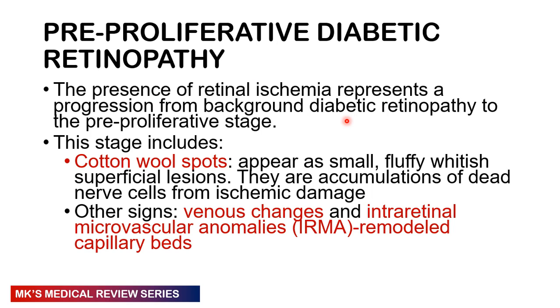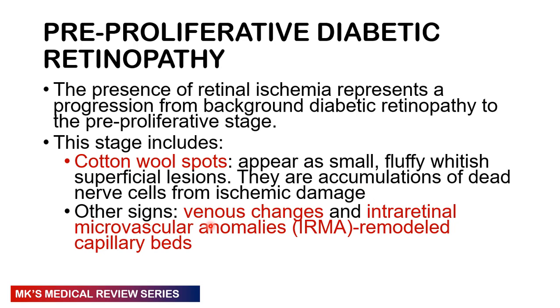Then we move to the next stage, which is the pre-proliferative diabetic retinopathy. So here there's going to be retinal ischemia, and there's going to be progression from background diabetic retinopathy to a pre-proliferative stage. So you're going to be seeing some other things that are coming up. So your cotton wool spots, which are just going to be these small, fluffy, white superficial lesions, they're just simply accumulation of nerve cells from the ischemic damage. You may have venous changes, you may have intraretinal microvascular abnormalities, which is remodeled capillary beds.